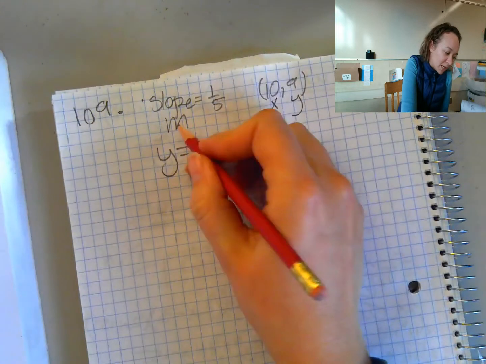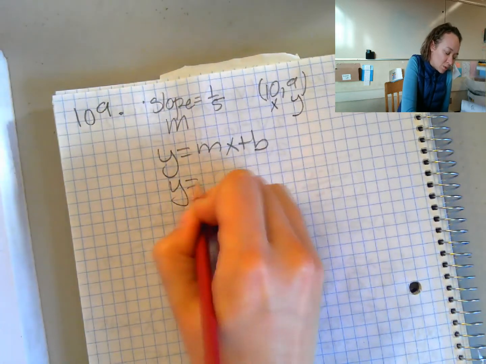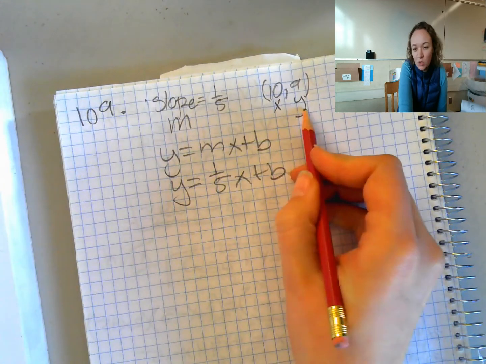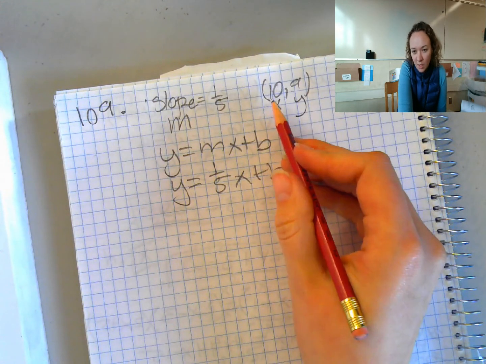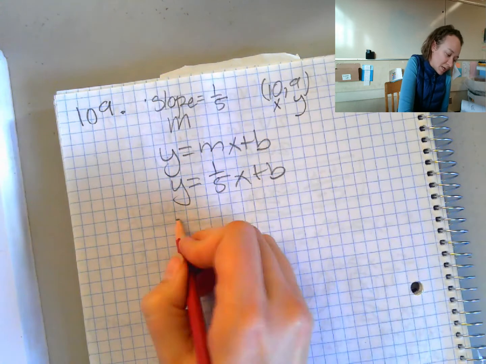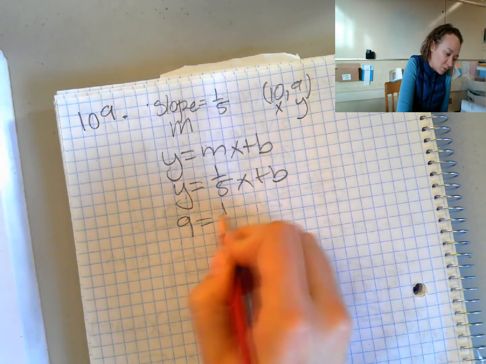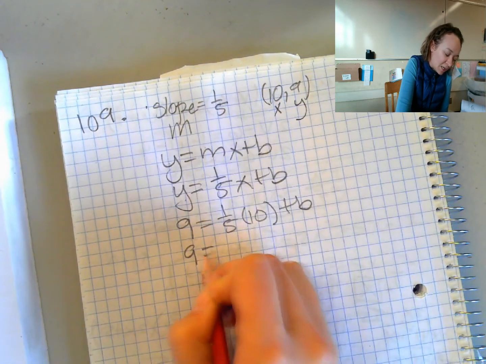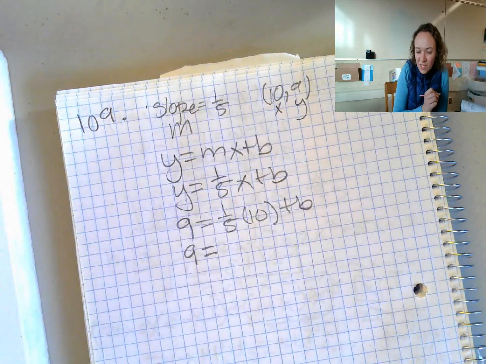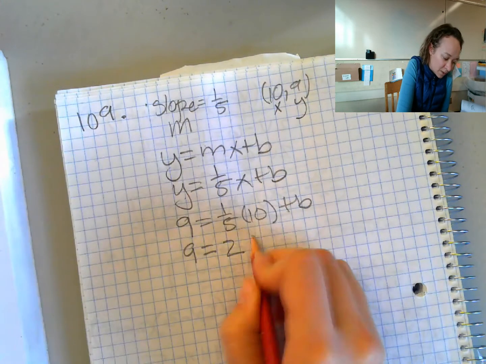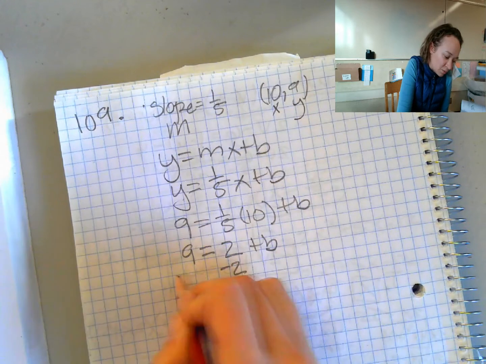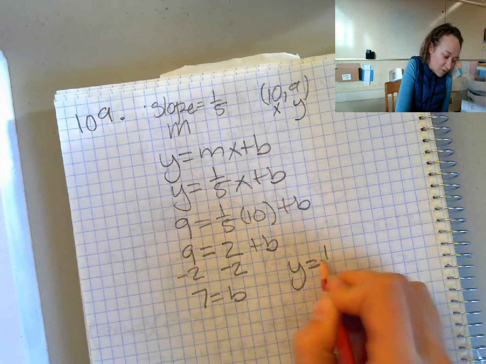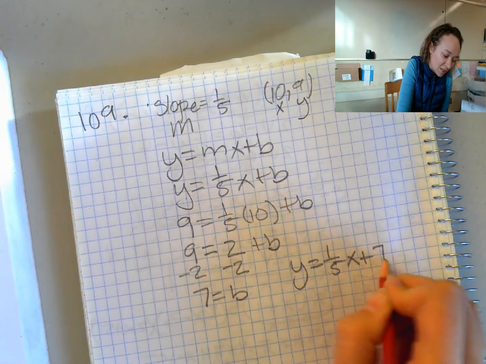So I'm going to plug in 1/5 for m, so y equals 1/5 x plus b. I know an x and a y, I do not know a b, so I'm going to plug in my point for x and y. So 9 goes in the place of y, equals 1/5 times 10 plus b, so 9 equals 1/5 of 10 would be 2, plus b. I'll subtract 2 from both sides, and I get 7 equals b. So my equation is y equals 1/5 x plus 7.